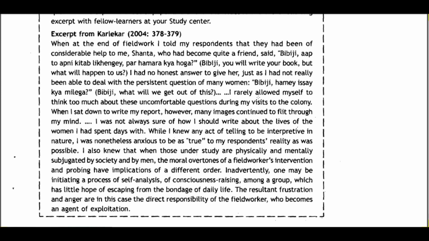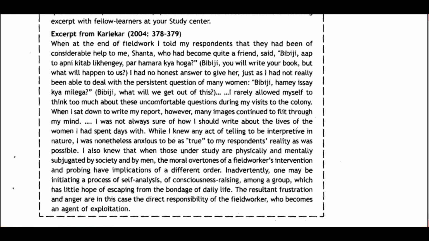I rarely allowed myself to think too much about these uncomfortable questions during my visits to the colony. When I sat down to write my report, however, many images continued to flit through my mind. I was not always sure of how I should write about the lives of women I had spent days with. While I knew any act of telling was interpretive in nature, I was nonetheless anxious to be as true to my respondents' reality as was possible.